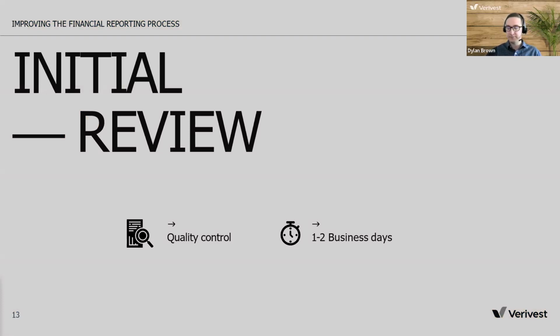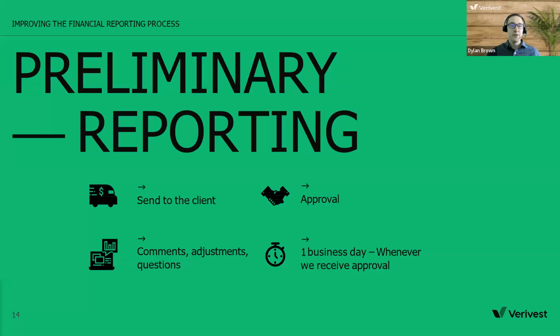Whatever you do receive is consistent with our standards on both treatment and display, and this could take 1 to 2 business days. Now, once we have the internal green light, we're going to be sending it over to you in our preliminary reporting step. This is the time that you'll first be seeing your financial reports and some supporting information. And this is the place for you to start commenting, asking questions, or making any adjustments to what you're seeing.